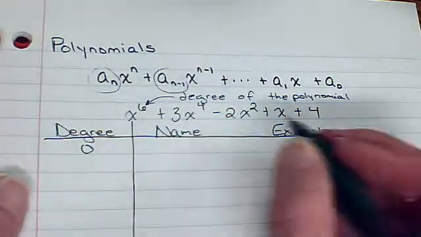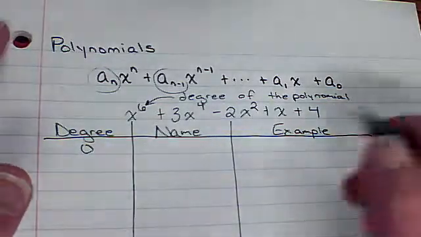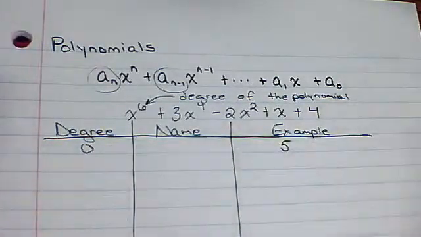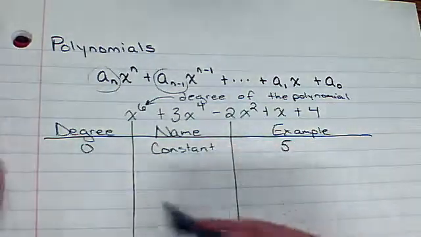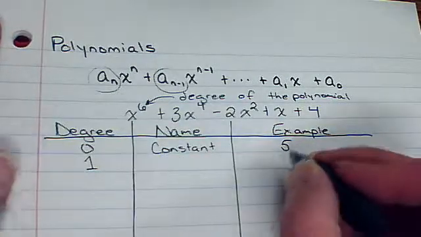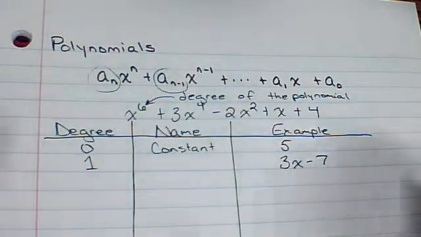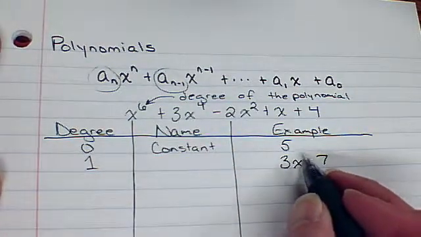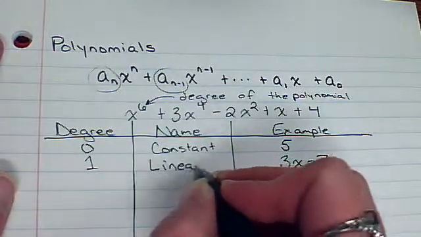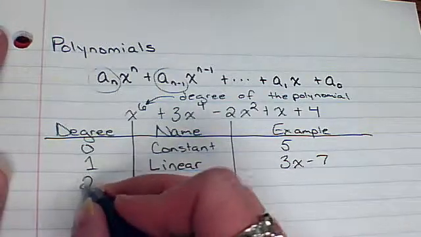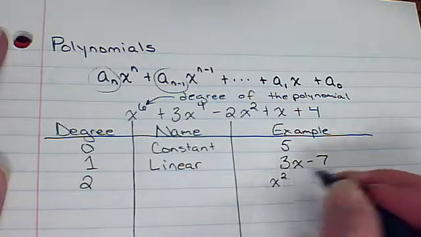Okay, if we have a degree of 0, what that means is we just have x to the 0, since it's really not there, so we really just have some number. That's called a constant. We have a degree of 1. That means we have maybe 3x minus 7, because the highest degree on that polynomial is 1. We should recognize that. That's a linear function. Degree of 2 means that we would have x squared is going to be our biggest.